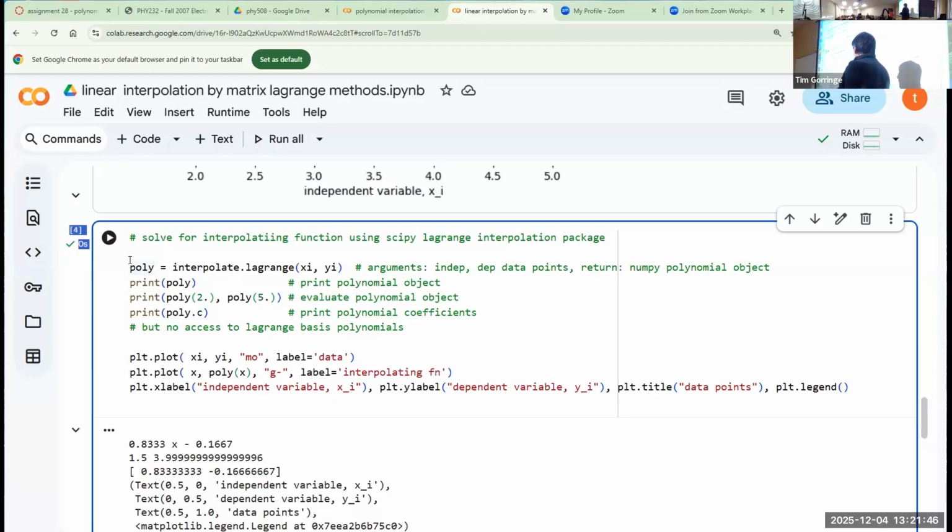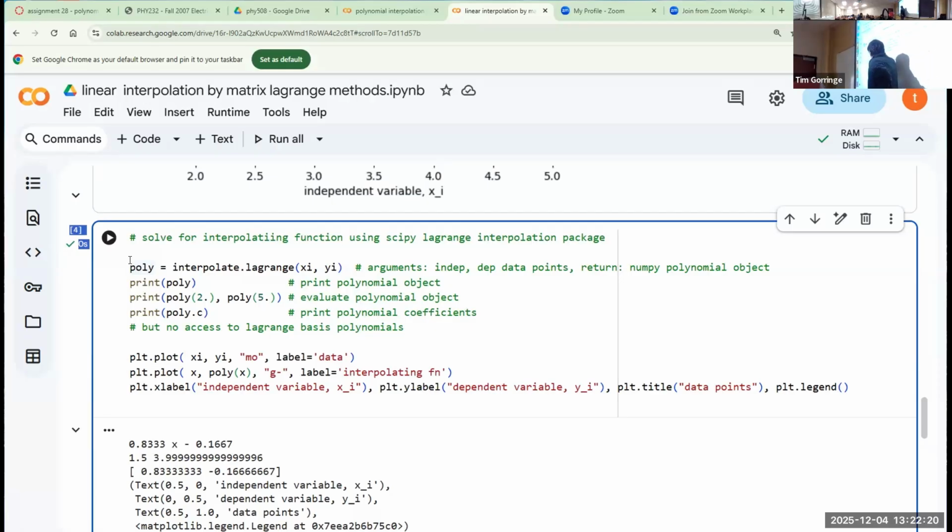The polynomial object. So look, here I just print poly. I'm printing the polynomial object. What does it print? It prints this little guy here, 0.83x minus 0.17. It's the constant value. So this is the interpolating polynomial, literally written out. So the polynomial object, you can print it.